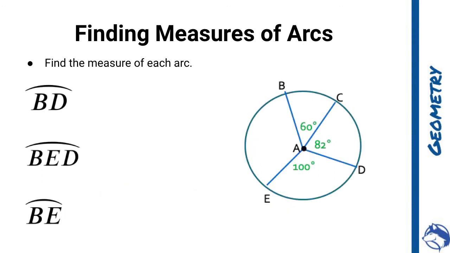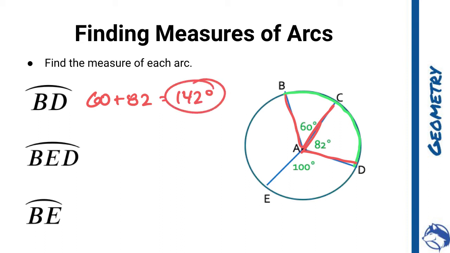So if I wanted to find the measure of the arcs here, I'm looking for arc BD. So I go from B and I go directly to D. Okay, the shortest path to D. So I'm looking at the minor arc. Well, I've got two different pieces here. I've got this and this that need to be added together. So arc BD is 60 plus 82, or 142 degrees.